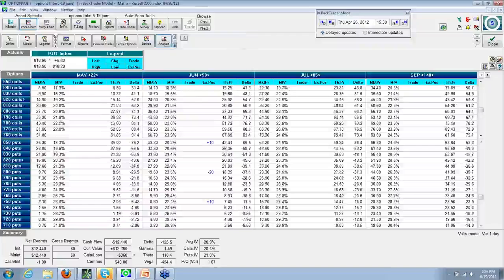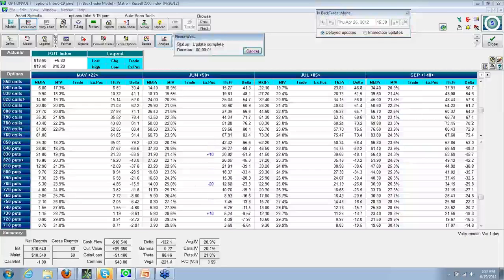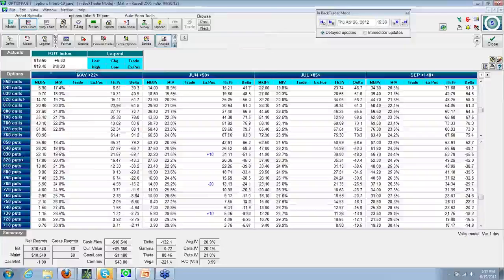Right, we get another 6 points here. Let's see. Oh, okay, I made a move here, so let me back off a little bit. I noticed some different strikes. All right, so we're up another 6 points or so. We're not to our 820 add point yet.